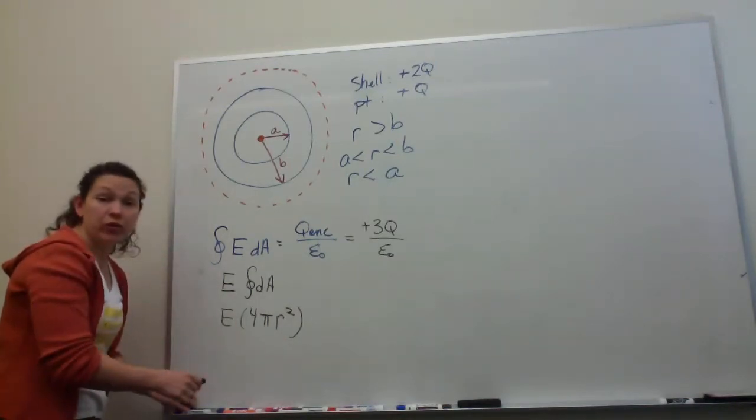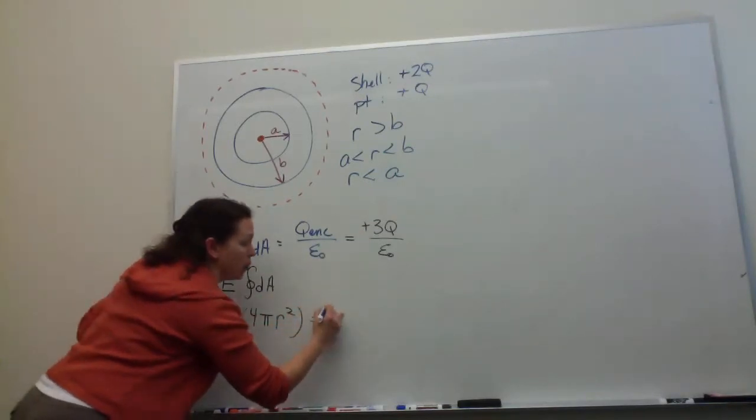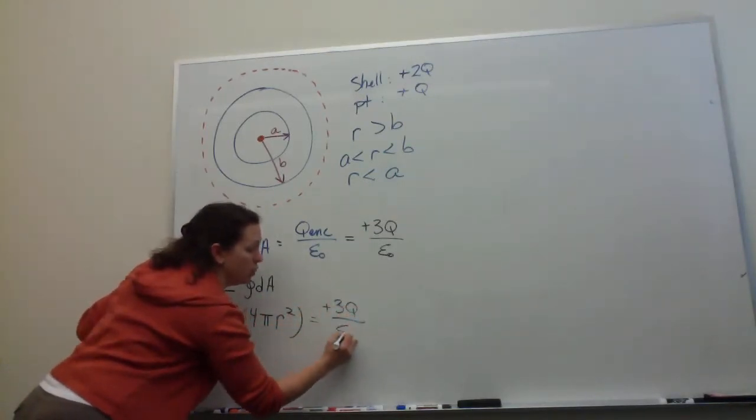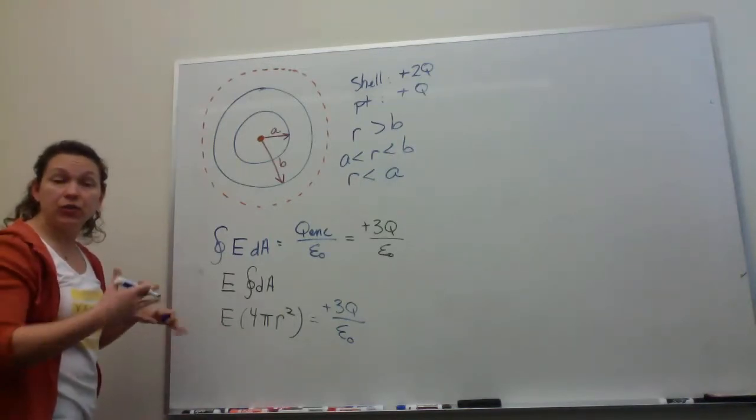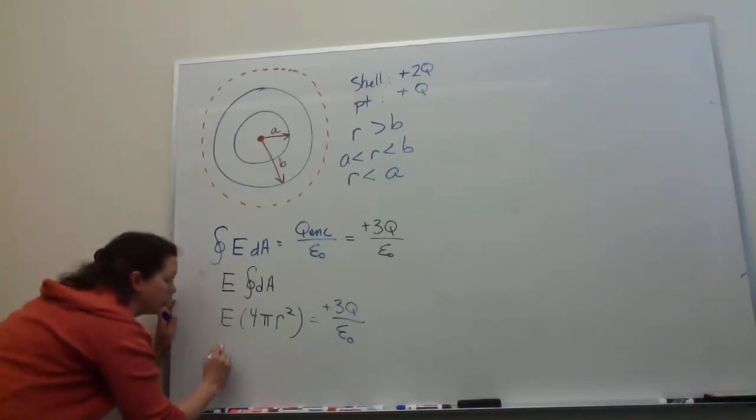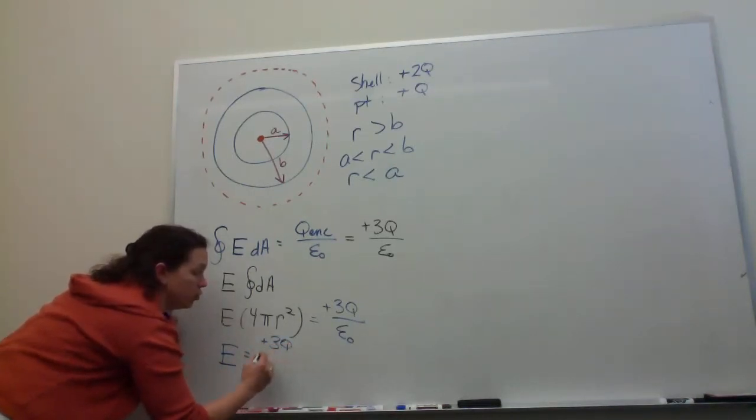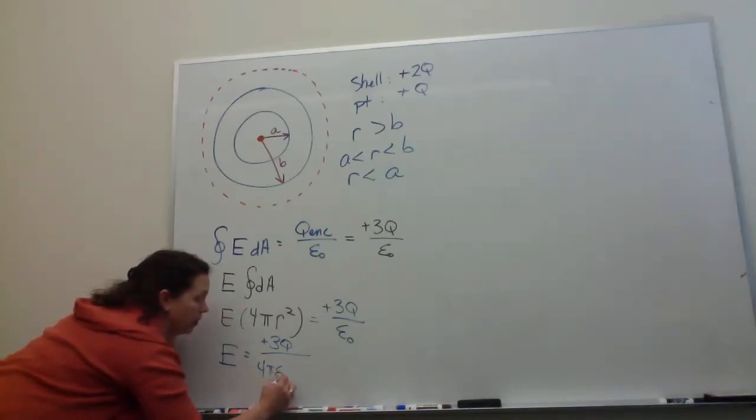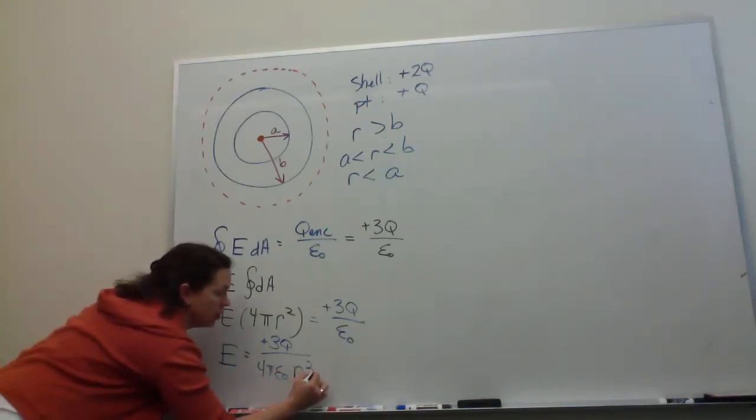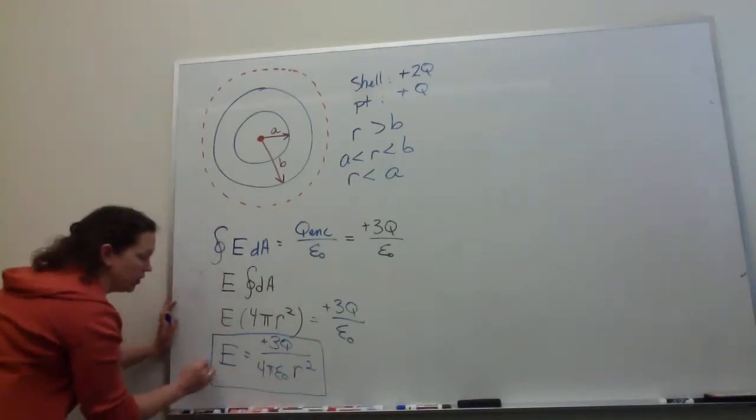Okay, my marker's drying out a bit. And so that equals, from here, positive 3q over epsilon naught. Now I just need to solve for the electric field, and I get positive 3q over 4 pi epsilon naught r squared. That's the magnitude of my electric field.